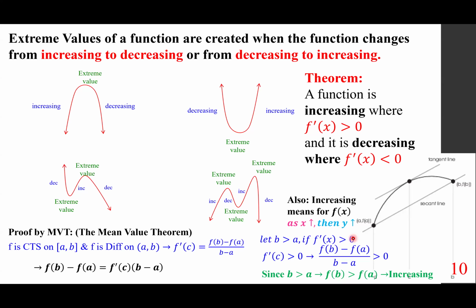Okay, since b is larger than a, f of b must be larger than f of a, and that makes it increasing. Believe it or not, that was a proof by the mean value theorem.